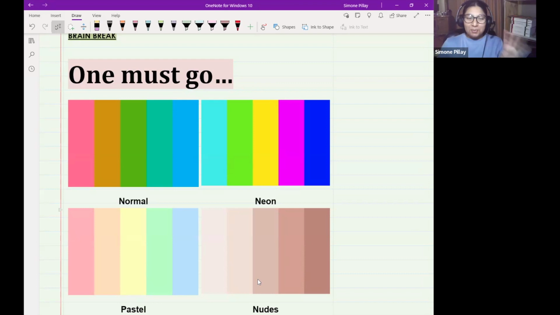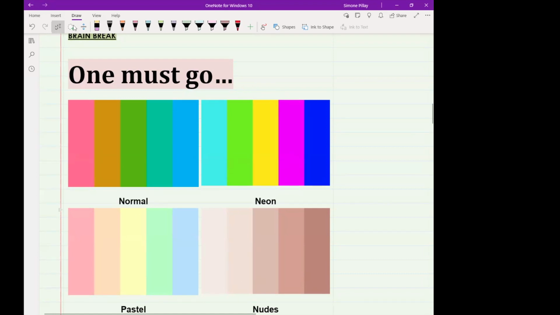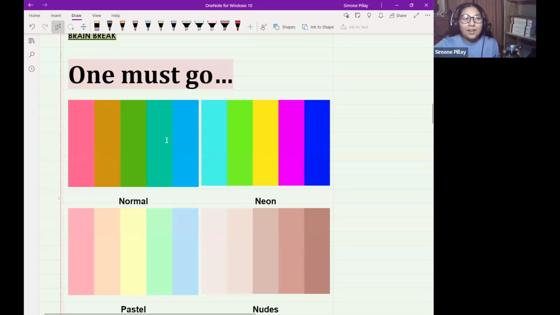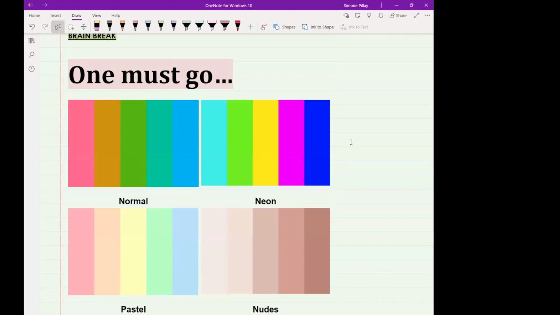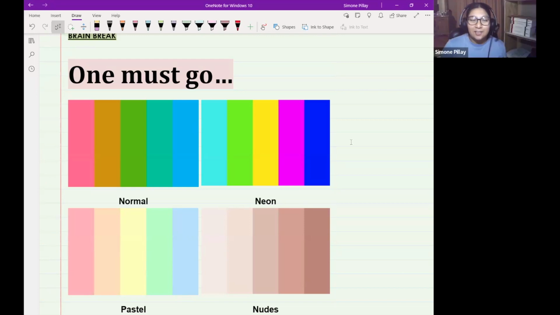Okay, guys, don't think about the pictures. I couldn't find pictures that represented the colors well. But yes, this is what we're dealing with. Think about real life colors. We're playing One Must Go, so which one would you get rid of? Normal colors, neon colors, pastel, or nudes? Yes, Itandile.